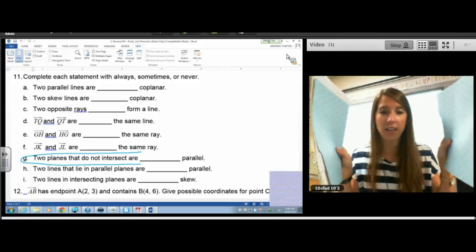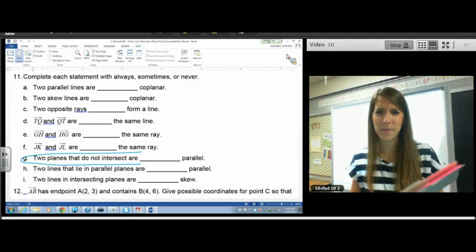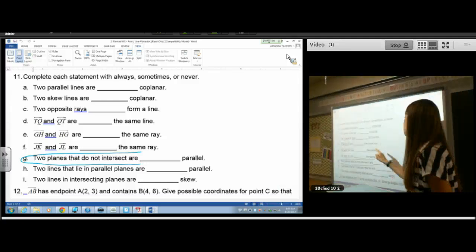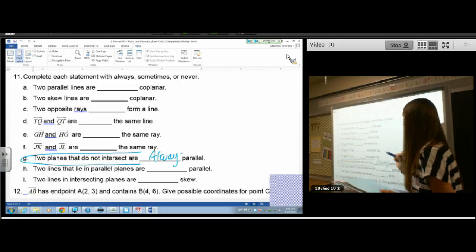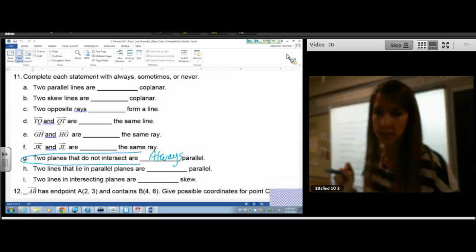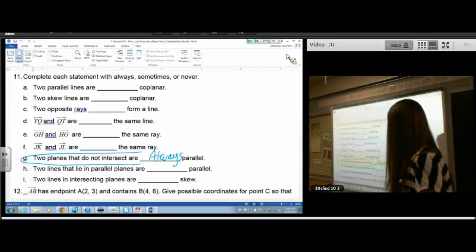They're going to eventually meet up. They're going to eventually hit each other. Oh, we are not talking 4D. Where did that come from? So, two planes that do not intersect are always parallel, because they don't have any other choices. No other options.